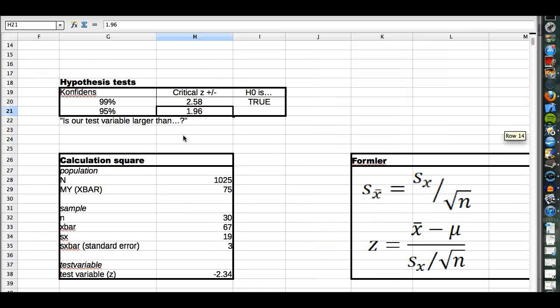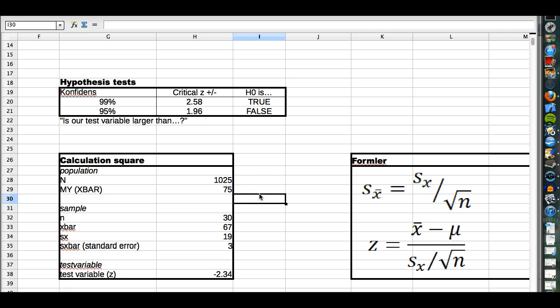And we ask ourselves the question, is our test variable larger than 1.96 in absolute terms? I check my test variable, minus 2.34, and I can say, yes, it is larger. And that means that we can refute the null hypothesis and say that at a 95% confidence level, this change, in fact, is not due to randomness. Now, it could still be. There's a 5 out of 100 chance that this change in fact is due to randomness, but we're saying that chance is so low that we're actually choosing to draw the conclusion that a change has occurred, and that's what we mean by statistical significance.